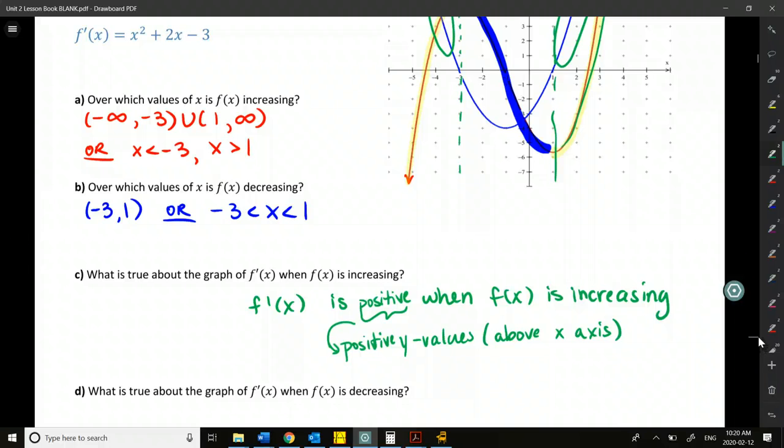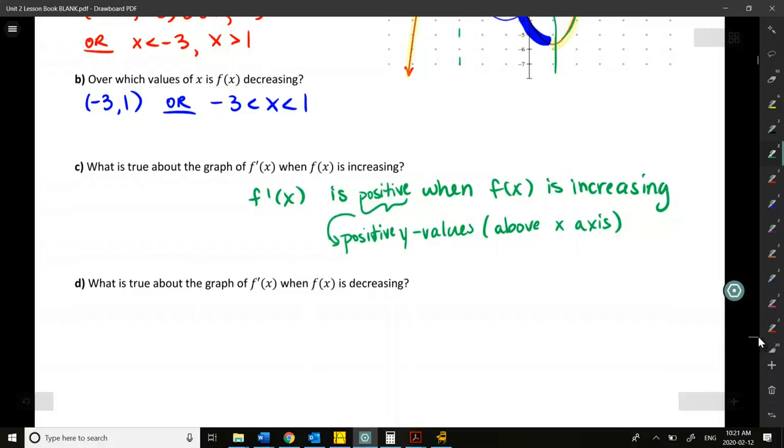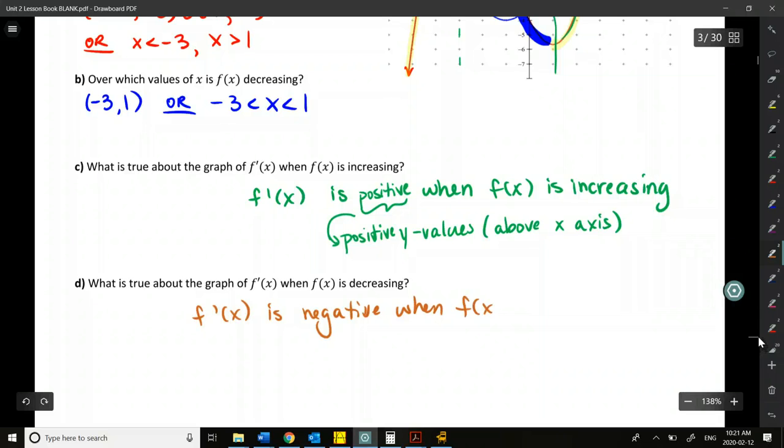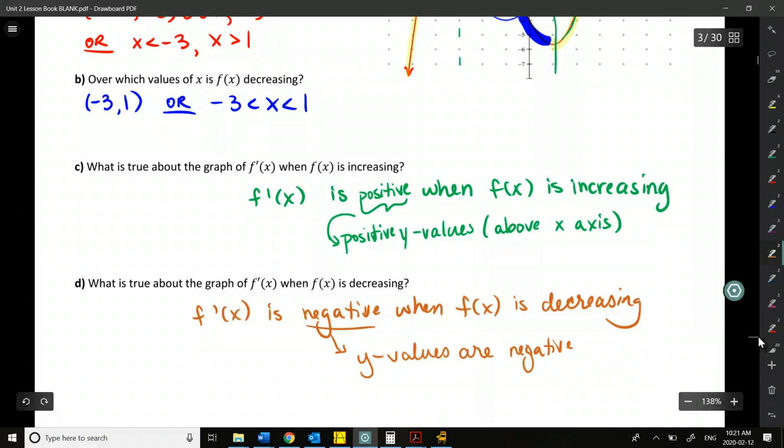If f prime of x is positive when f of x is increasing, what do we know about f prime of x when f of x is decreasing? Michael? When f of x is decreasing, f prime of x is below the x-axis. Okay, so f prime of x is negative when f of x is decreasing. In other words, the y values of the derivative function are negative, meaning they're below the x-axis.